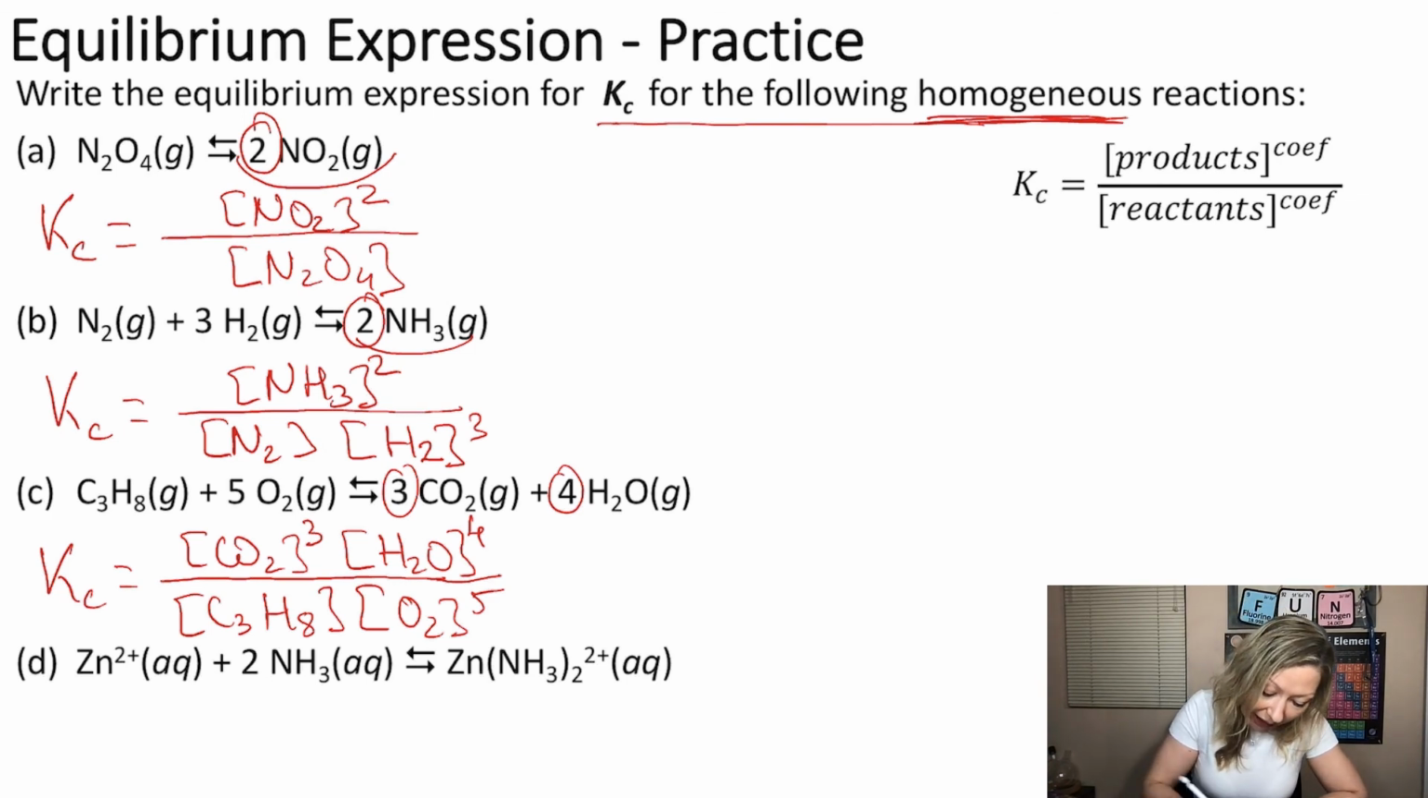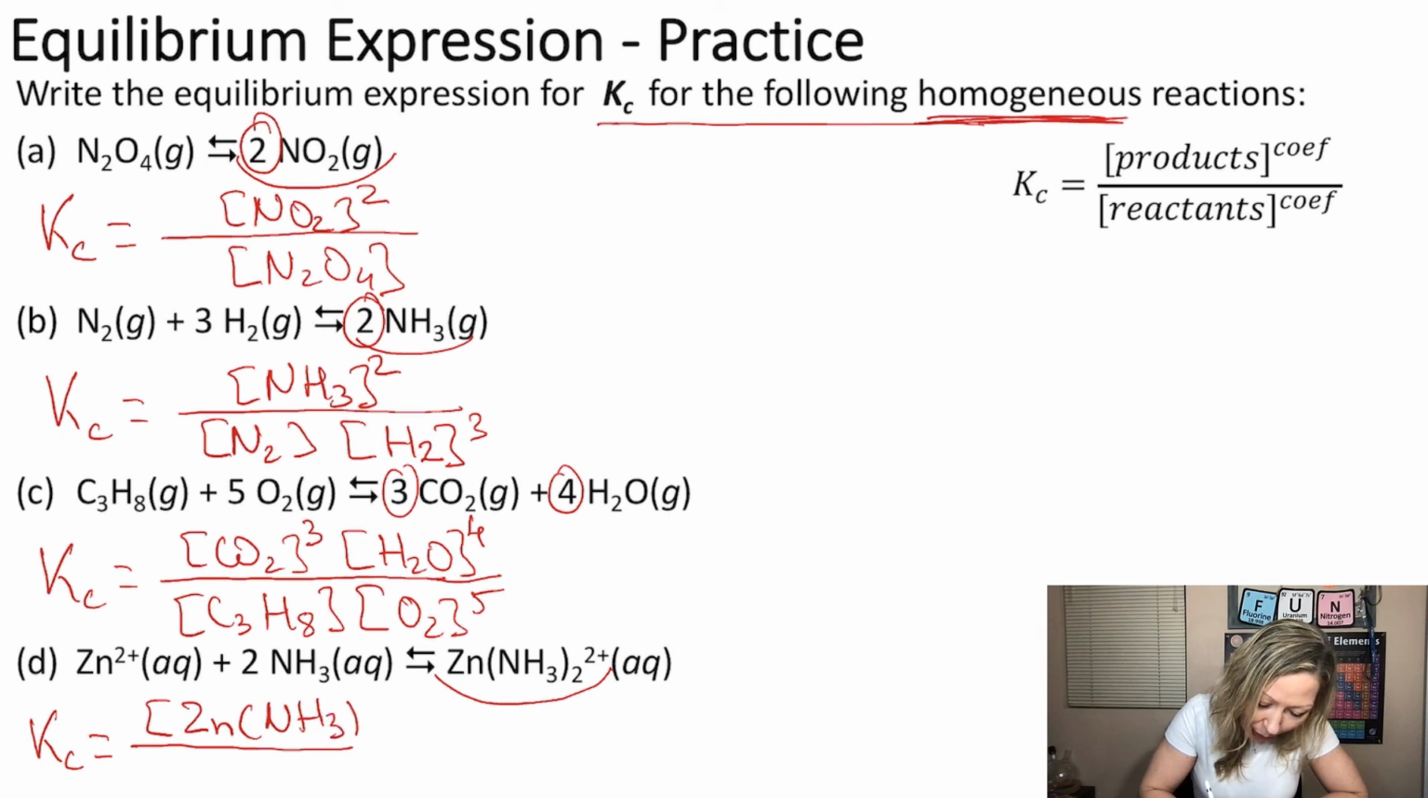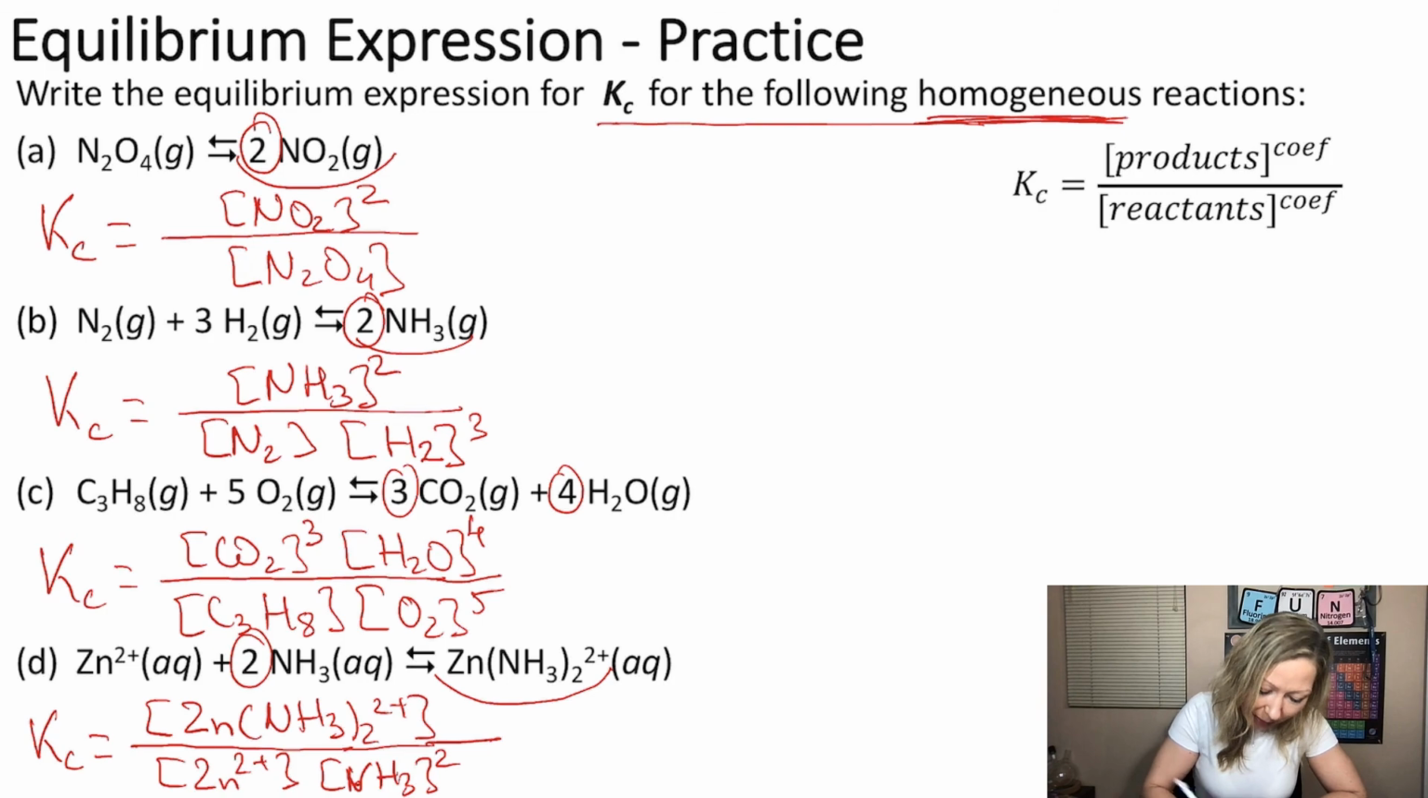And in the last example, K sub C equals the product, the cation right here. So the concentration of Zn(NH3)4 2+ divided by the concentration of zinc 2+ multiplied by the concentration of NH3 to the exponent of 4 from the balanced equation.